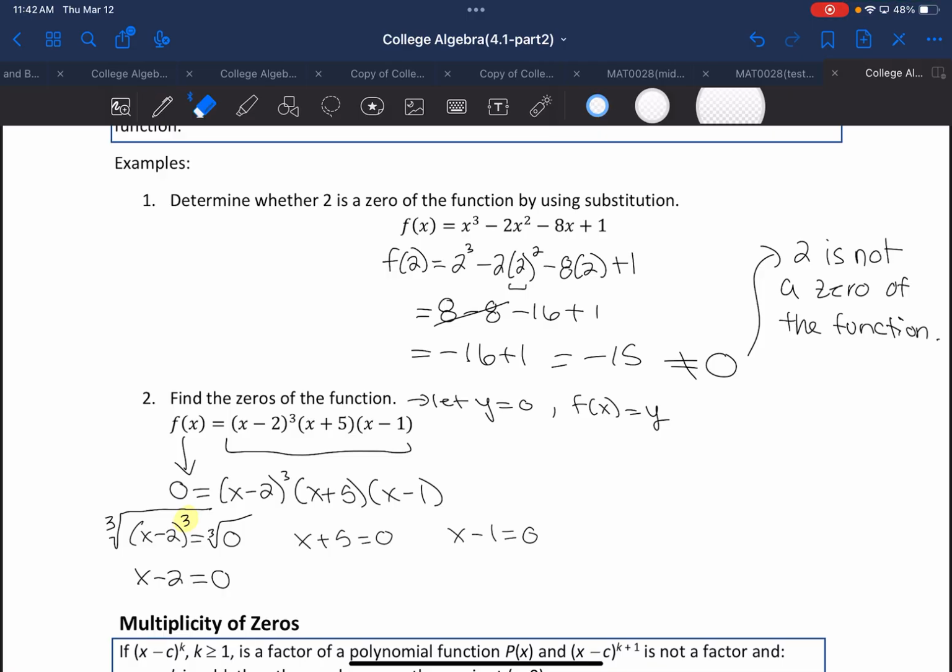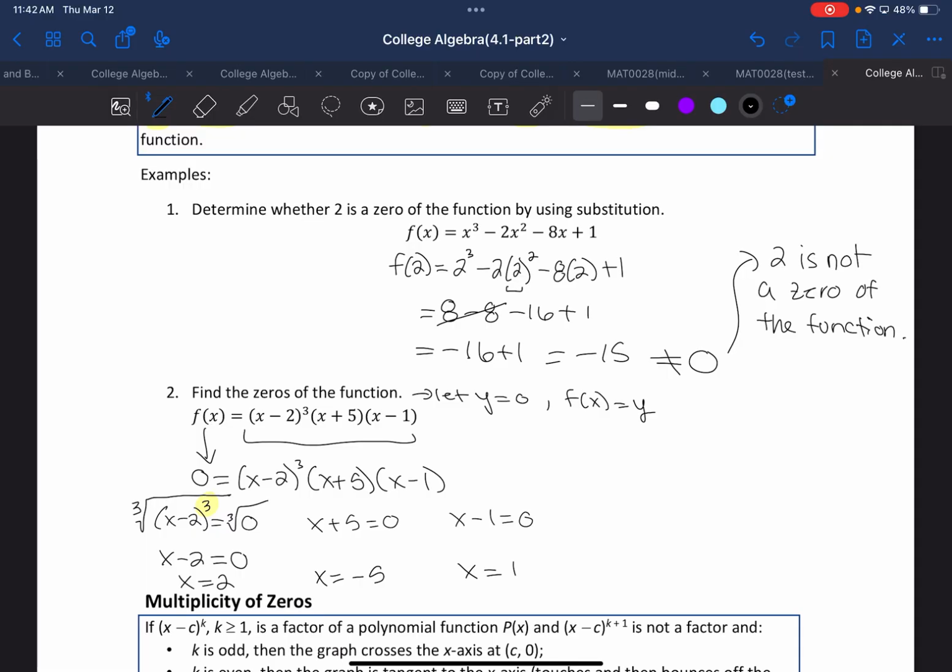Make sense? Okay. So now I would add 2 to both sides, so x would be 2, right? X would be negative 5, and x would be positive 1. So these are my 3 zeros. I have 3 of them, which means I have 3 x-intercepts. These are all my x-intercepts. That's where the graph crosses the x-axis, 3 times.